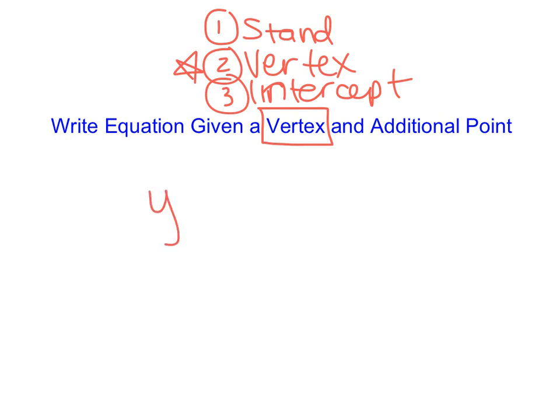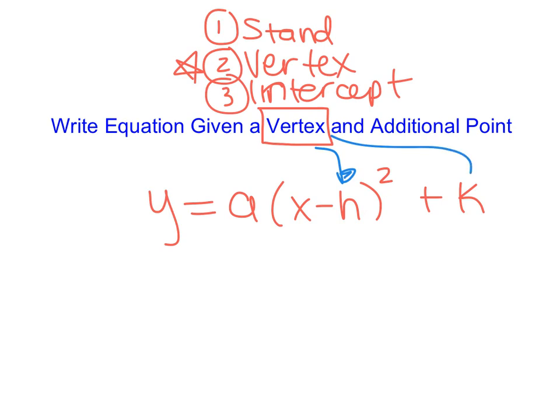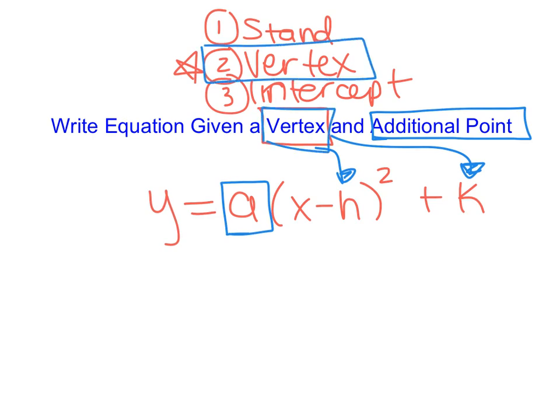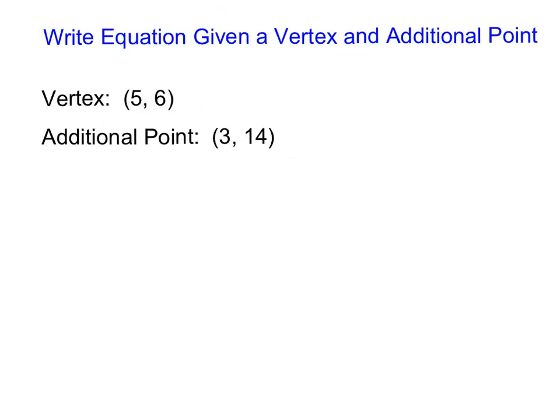So our vertex form is y equals a, and then we have x and the opposite of h squared plus k. We can include our b value here, but for the problems we're going to tackle, we aren't going to include b. So in vertex form, if we have the vertex, we can fill in h and k. If we can fill in those two values, the only thing we have left to find is a, and we should be able to tackle that by using this additional point. So when we have a vertex, we are always going to write our equation in vertex form. So let's dive in and try an example.